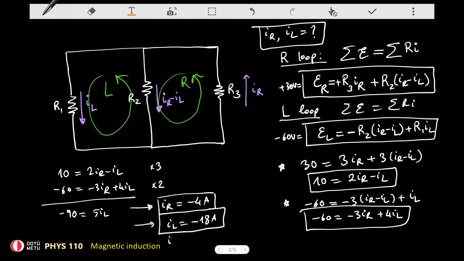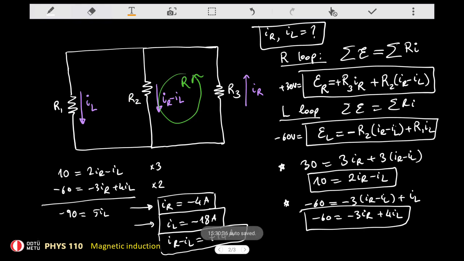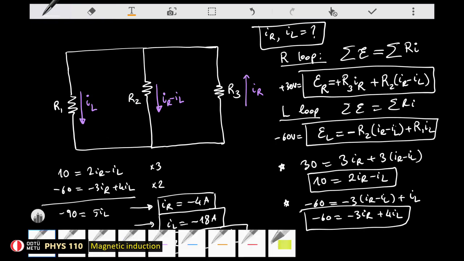And therefore, IR minus IL, that's the current in the mid-branch, is equal to plus 14 amperes. Again, two of the currents are negative, but I don't get disturbed by this fact. It doesn't matter. That's not that important in here. So as a result, I'm going to say this.